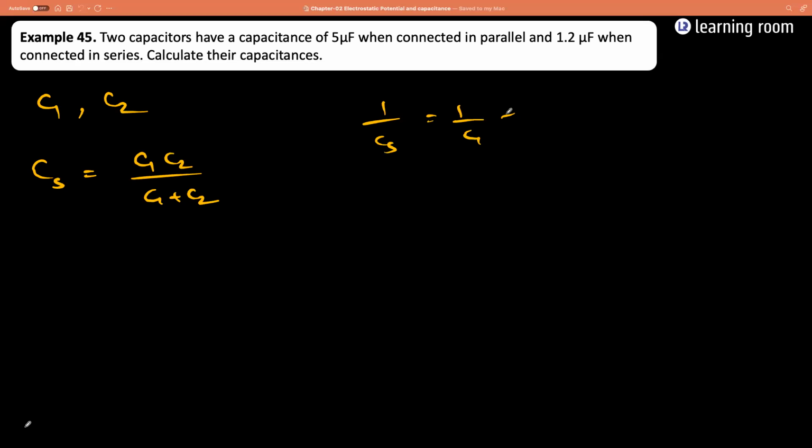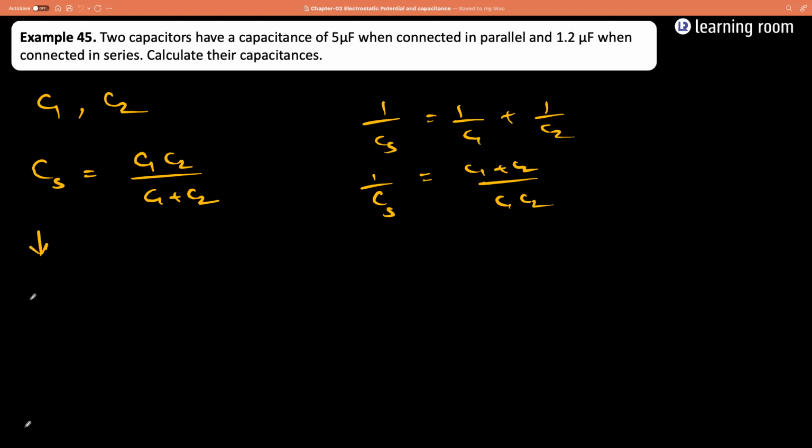Two capacitors have capacitance 5 microfarad when connected in parallel and 1.2 microfarad when connected in series. Calculate their capacitances. Let the capacitances be C1, C2. When they are connected in series, what will be the equivalent capacitance? It will be C1 C2 divided by C1 plus C2. Am I right? Why is it so? Because 1 by CS is equal to 1 by C1 plus 1 by C2. So 1 by CS will be equal to C1 plus C2 by C1 C2. Take the reciprocal of it.